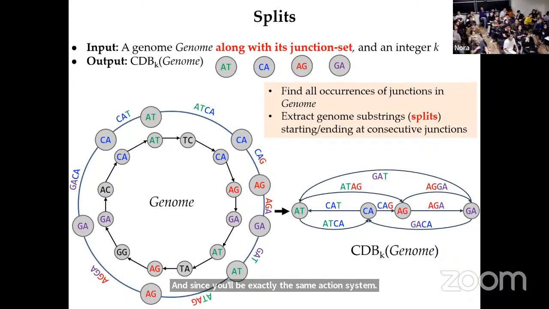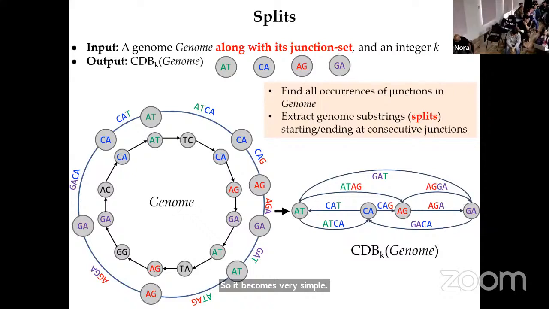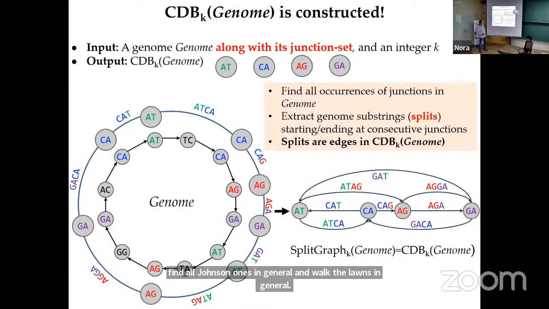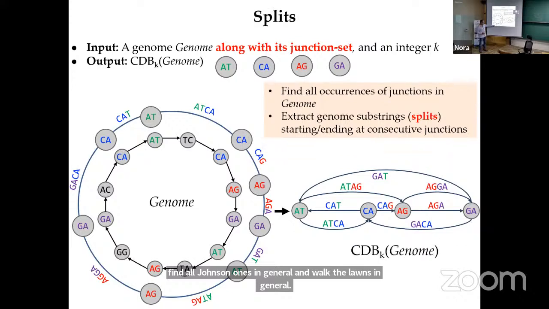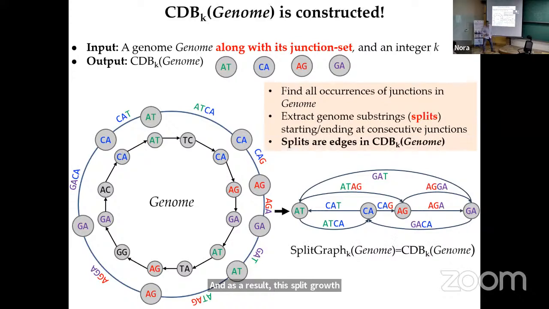So with the oracle, the algorithm becomes very simple: simply find all junctions along the genome and walk along the genome to find the labels. Make sense? The result is the split graph, because the edges are called splits, and this split graph is identical to the condensed graph. So here's the algorithm. That's it.